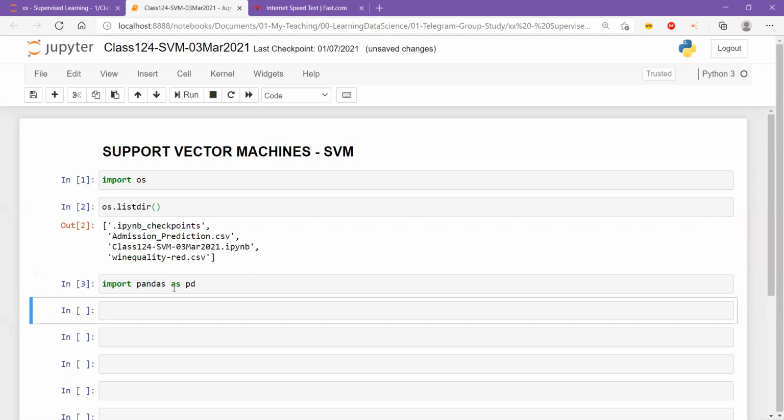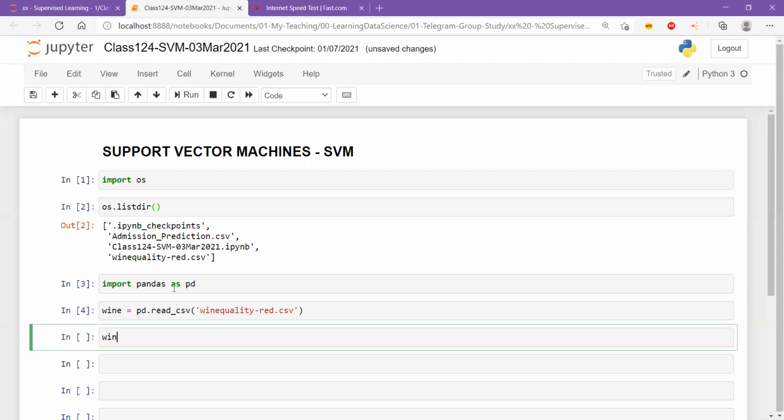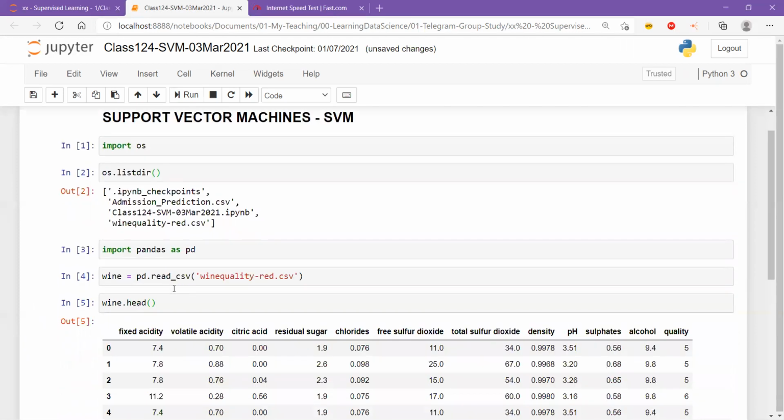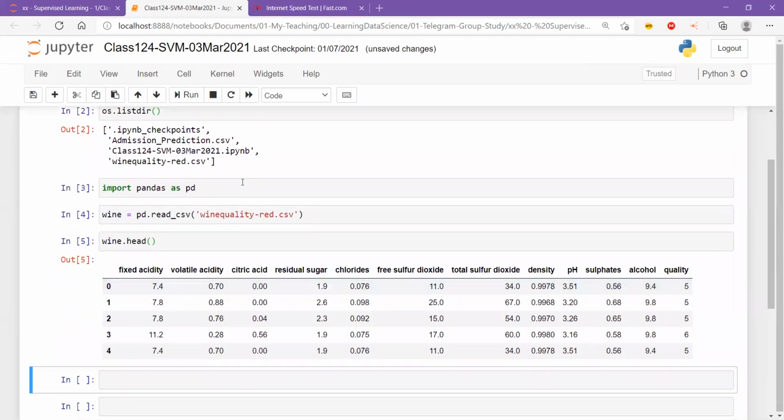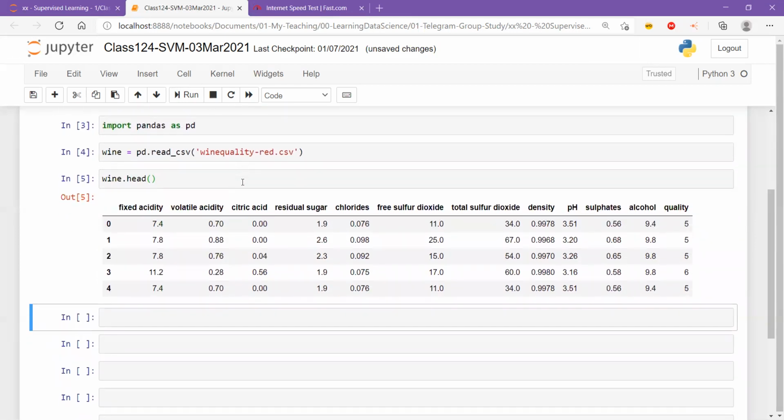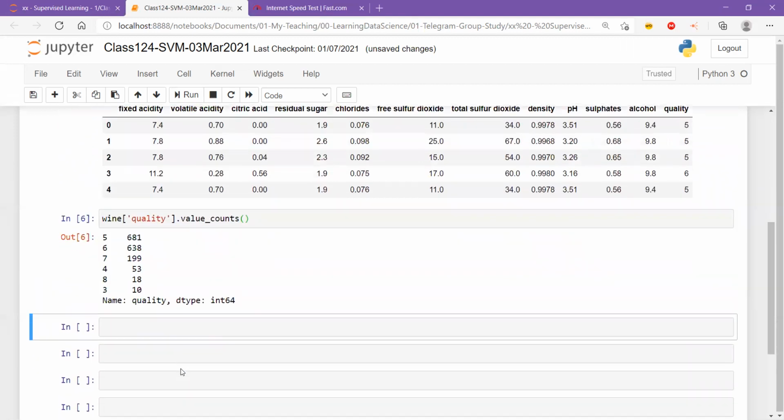So wine is equal to pd.read_csv of the wine quality file, and I can say wine.head, and I should be able to see the data. This is very good. I can see the data. It is already given in a numerical format. What I need to find out, I believe, is the quality. Let me just quickly look into it. Wine quality should be my target variable. Let me take the value counts.